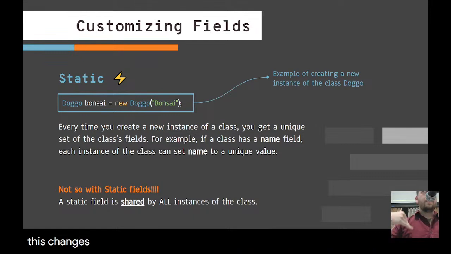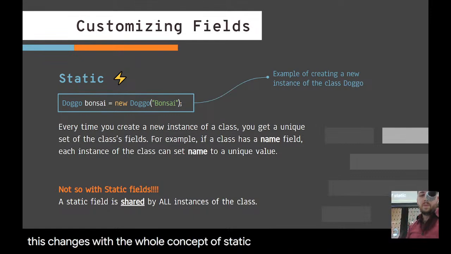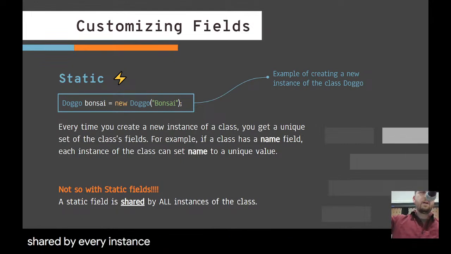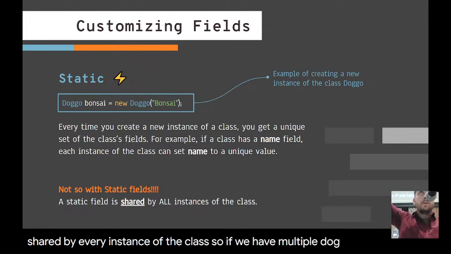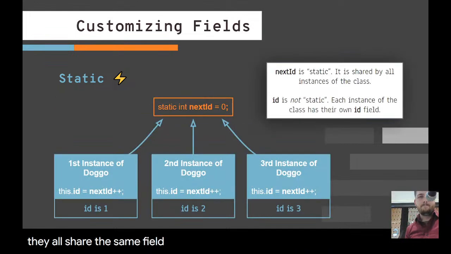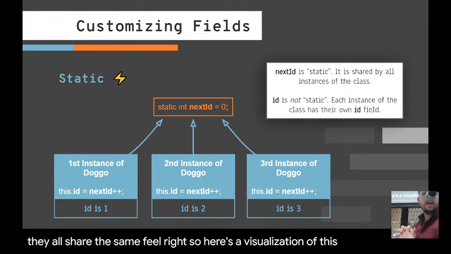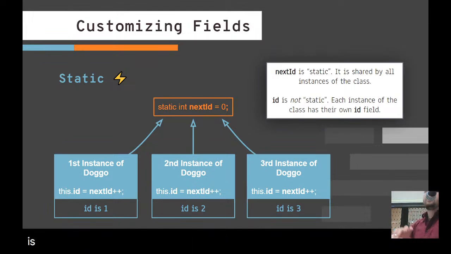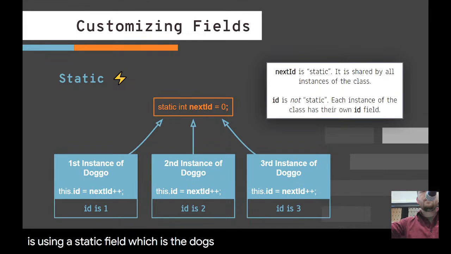This changes with the whole concept of static. A static field is a field that is shared by every instance of the class. So if we have multiple instances of the doggo class, they don't have a unique copy if the field is static; they all share the same field. Right, so here's a visualization of this. This visualization is using a static field, which is the dog's ID. If we were to give them an ID number, that's what this example is trying to set up.